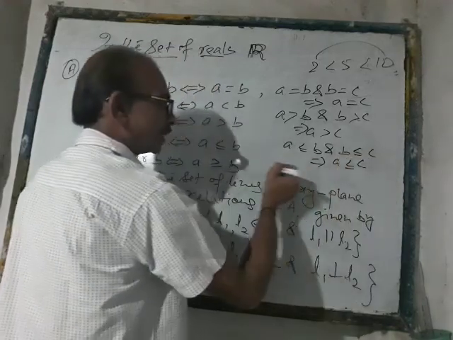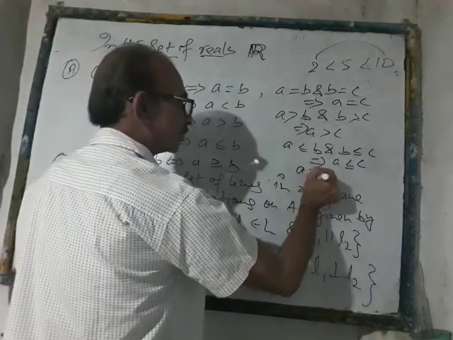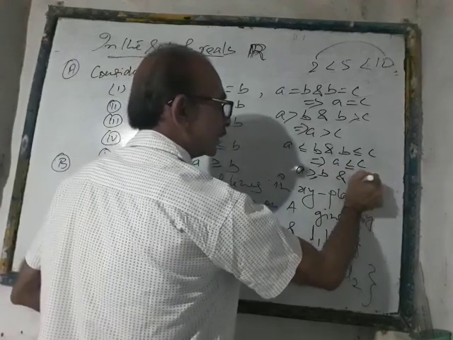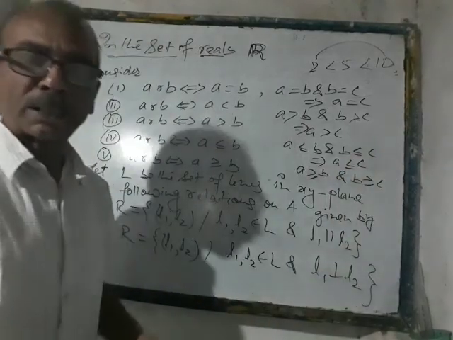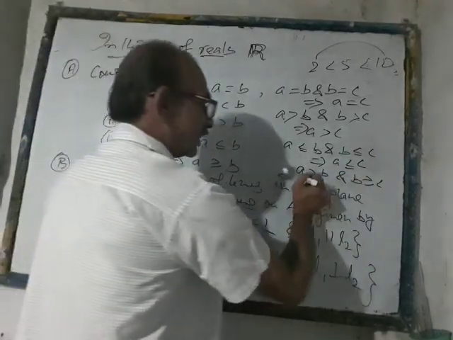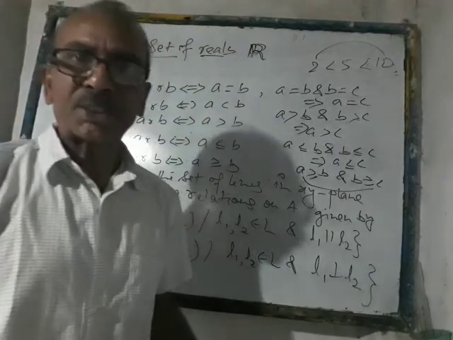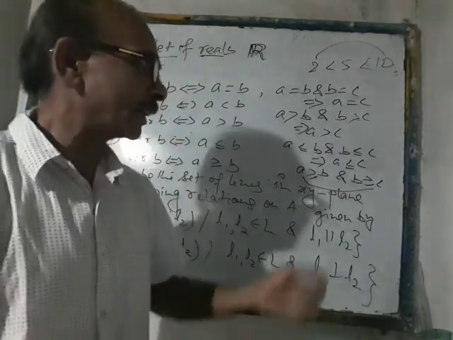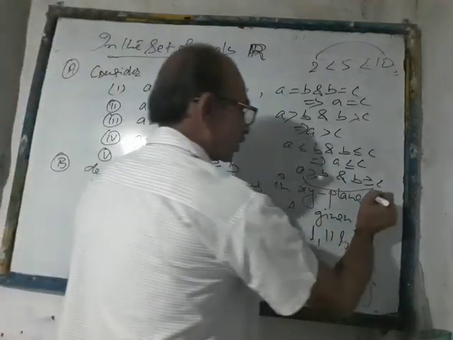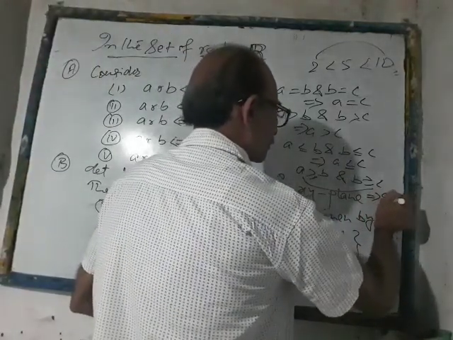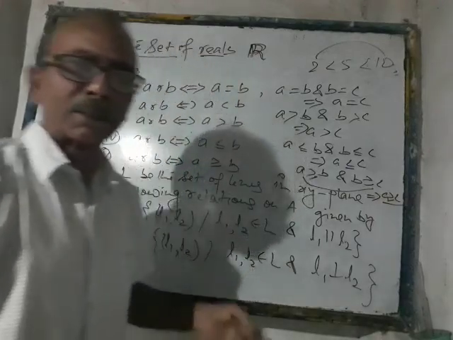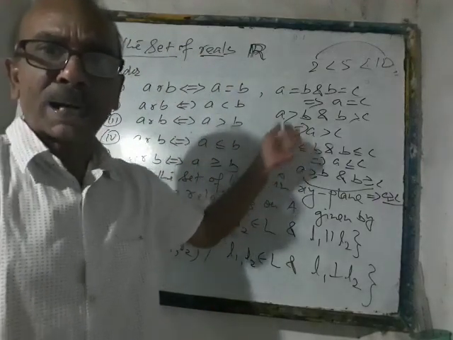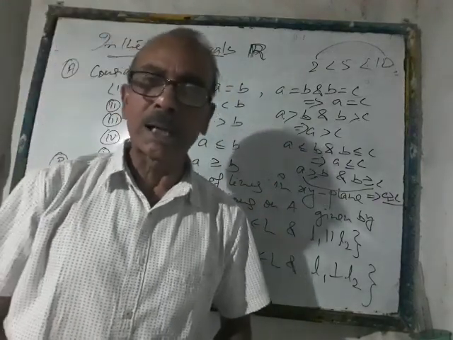And similarly for the last one, if A is greater than or equal to B and B is greater than or equal to C, then what do you conclude? That the same relation can be established between the first one and the last one. That means A and C, and that will be what? A is greater than or equal to C. So by simple logic we can very well say that these 5 relations over the set of reals are transitive relations.